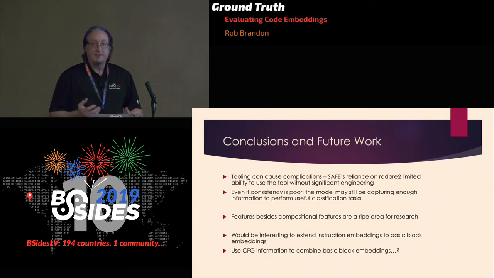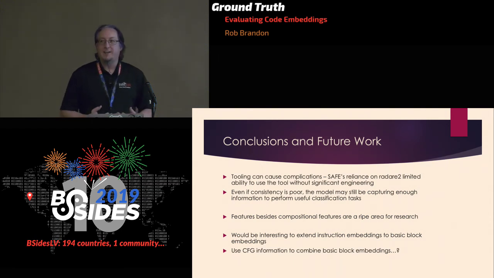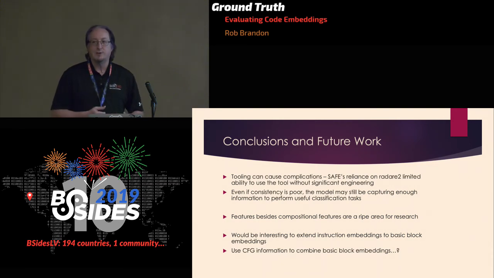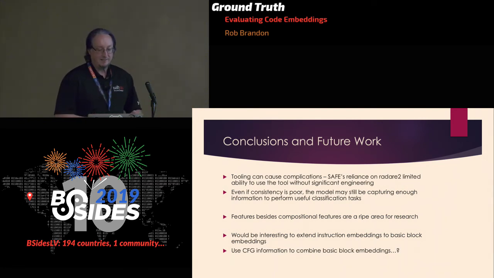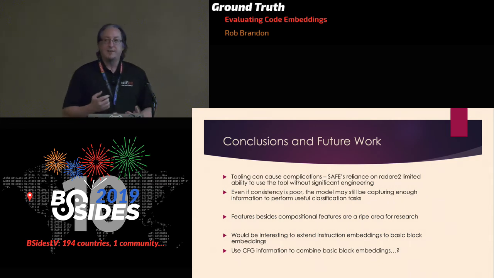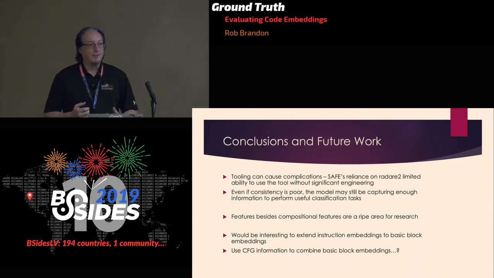Another thing was, even if consistency between models is poor, that doesn't mean that the embedding method is not going to work for your particular use case. As we saw, even though the two different embedding feature sets learn different things, they still worked equally well for what we needed to use them for at the end of the day. And so, getting up to where things were going with asm2vec, features besides the compositional features of code are definitely somewhere that's ripe for research. There are a lot of really interesting things that we could be doing, say, with trying to incorporate the control flow graph and other features from the binary into the model.